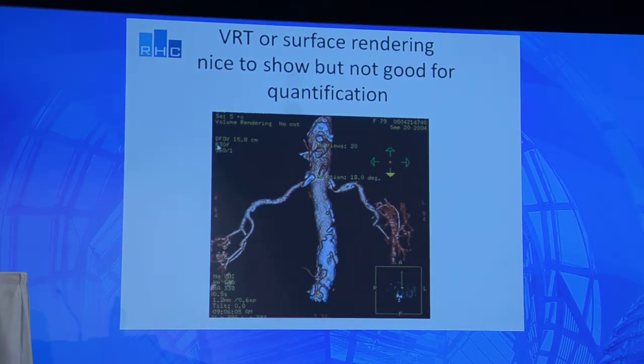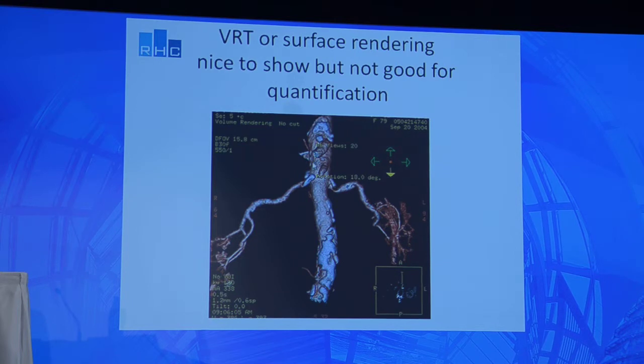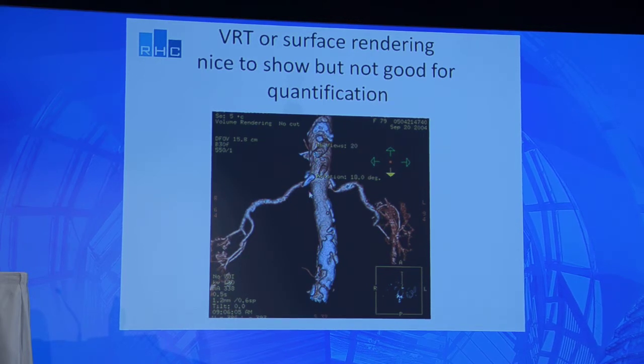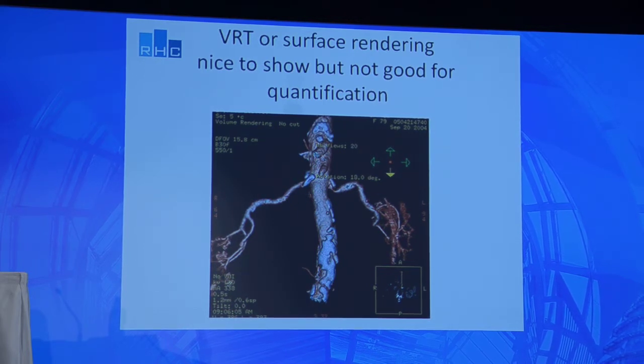This is an example of a CT image and what we call VRT, volume rendering technique. This is now a very well-known word by everybody. So you can see that this is a very nice demonstration of what we see in terms of anatomy globally, but to calculate the stenosis, it is not the best technique.